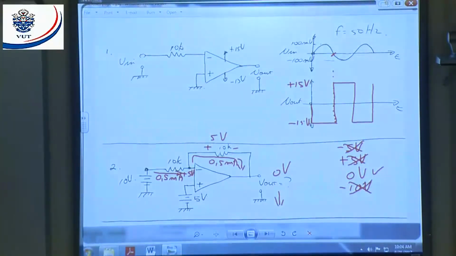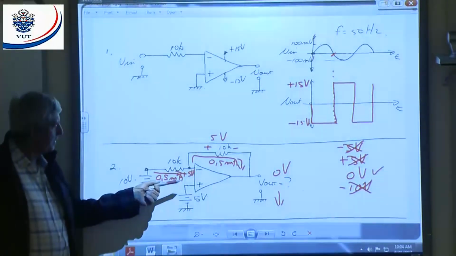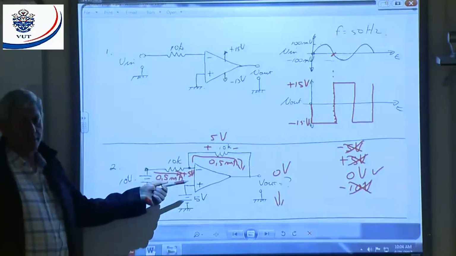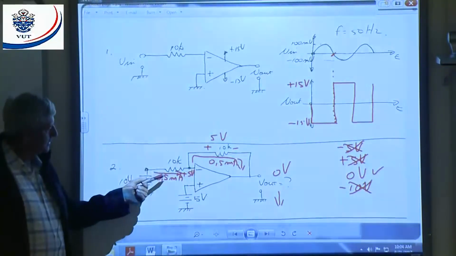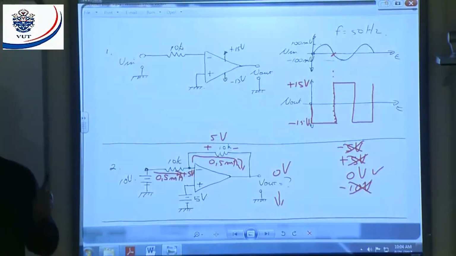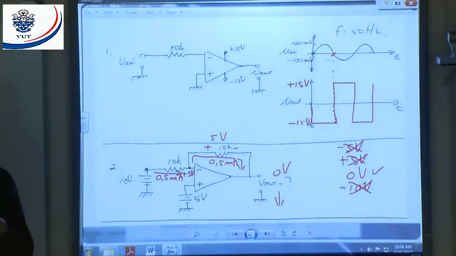What must you satisfy? Listen to me. First of all, if there's feedback, the op-amp will make this difference 0. First thing: this current and that current should be exactly the same. They should flow in the same direction. If you satisfy that, you will always have the correct answer. You with me? You listen.